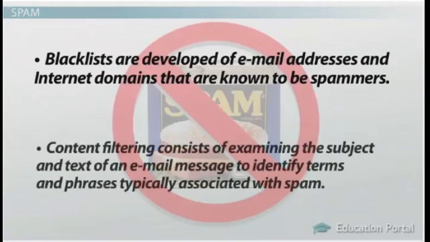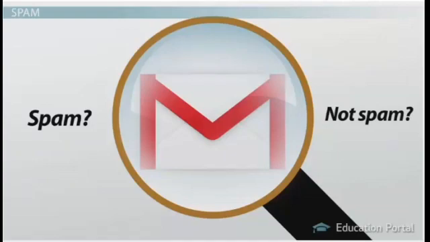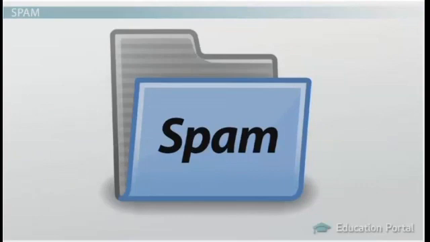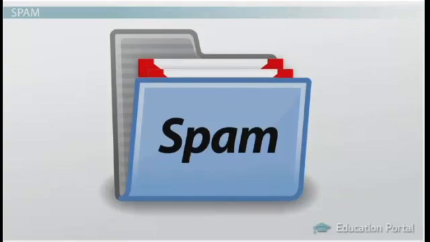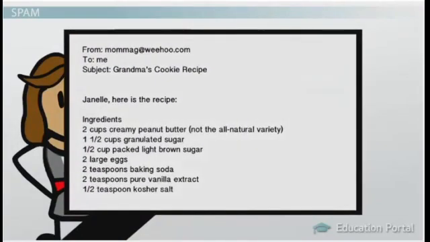Content filtering consists of examining the subject and text of an email message to identify terms and phrases typically associated with spam. Sophisticated filters determine the probability of a message being spam, and you can tweak the filter to be more or less aggressive during filtering. Most email systems redirect spam into a special spam or junk mail folder. When you have a junk mail folder, you may want to check that everything in the folder is indeed spam. If you come across a particular email that should not have ended up in the spam folder, you can flag that particular email so that future messages from that sender are not considered spam.